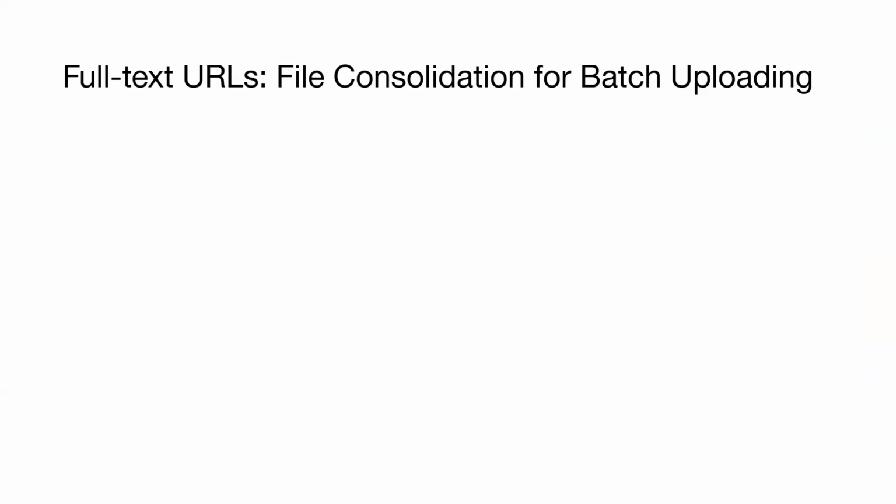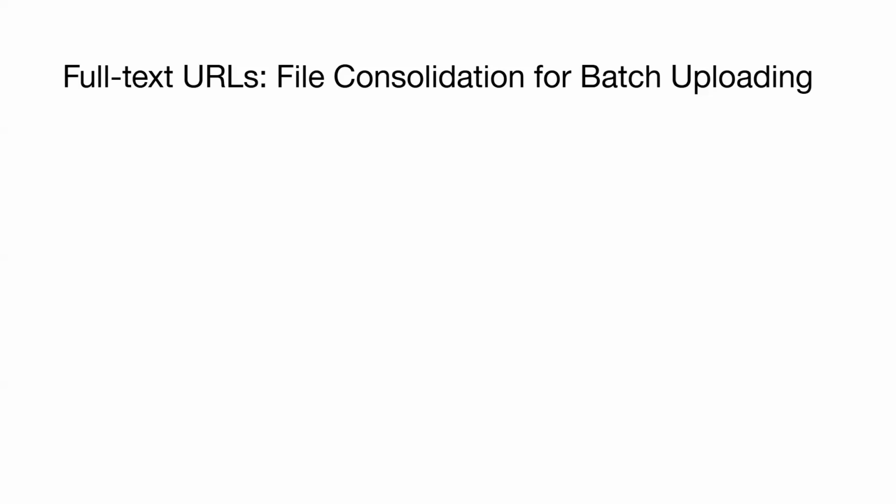Finally, the full text URLs are generated after uploading the PDF files to the backend of our repository content management system. Digital Commons supports batch uploading, which is great, but there's a catch. Since each PDF file is nested inside its own folder, we first needed to consolidate all the files into a single directory to enable batch upload.